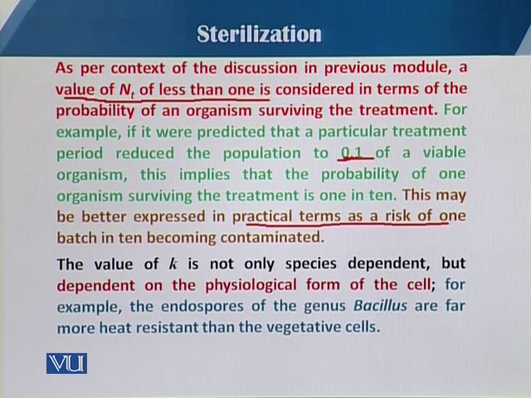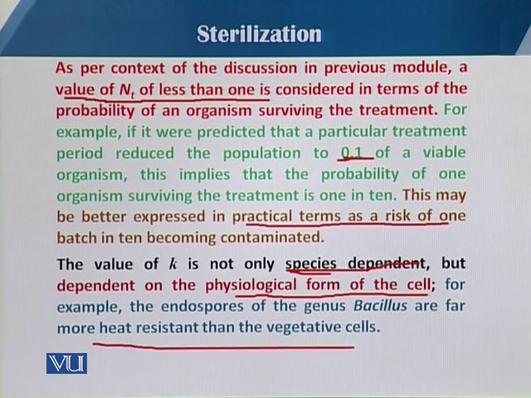In this case, the value of K is not species dependent, but it depends upon the physiological form of the cells. Because there are two different forms of the cells. Number one is the vegetative form, and the other form is the spore, or resting or resistant form. For example, the endospores of the genus Bacillus are more heat resistant than the vegetative cells.